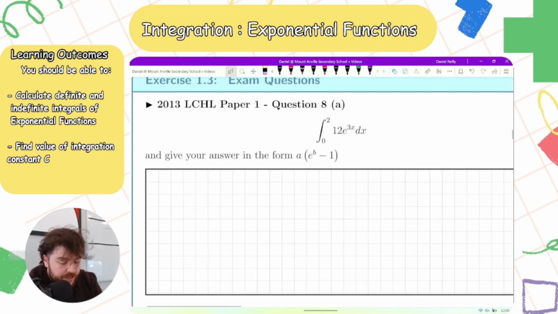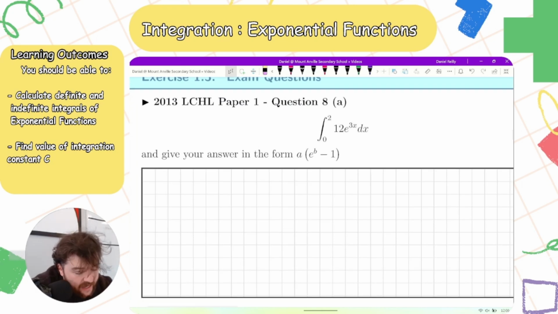Let's look at some exam questions here. I need to find the definite integral between 2 and 0 of 12e to the 3x. Give your answer in the form a times e to the b minus 1. So I'm integrating between 2 and 0. This will be 12 divided by the derivative of 3x, so it would be 12 divided by 3, which is 4. So it'll be 4e to the 3x.